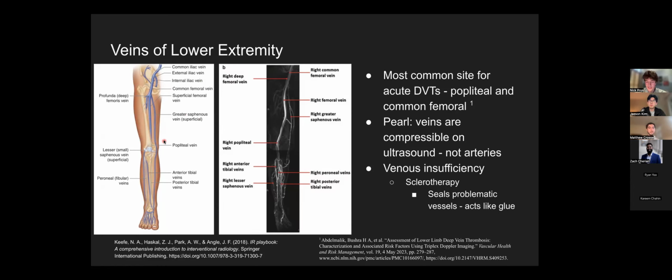So if you're either getting access via the femoral artery or femoral vein, that's how you would differentiate them. Something else in this area, venous insufficiency. So you do something like sclerotherapy, which would help seal the problematic veins. It acts like a glue.